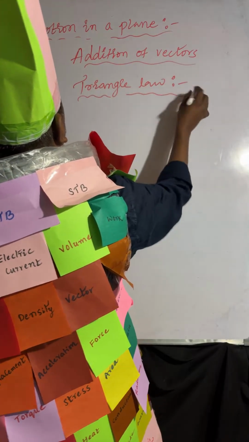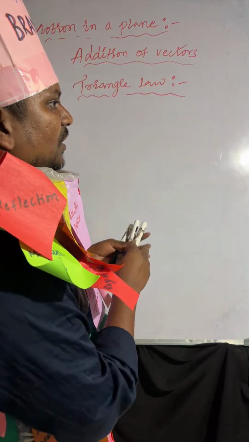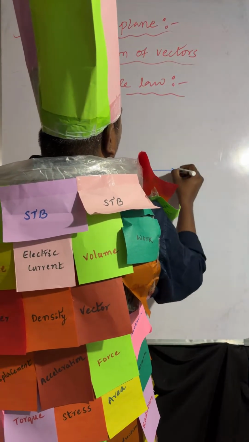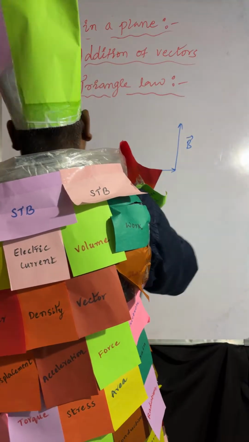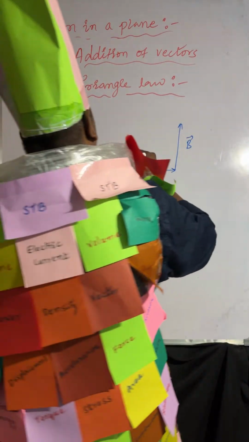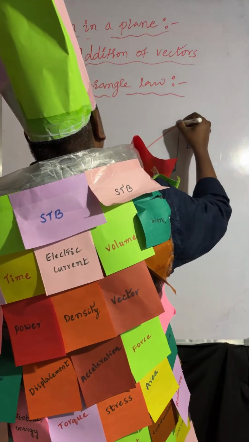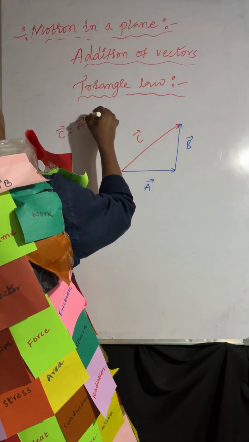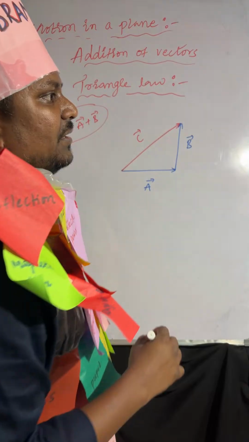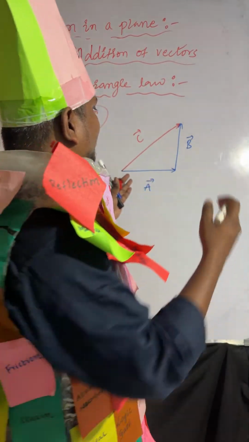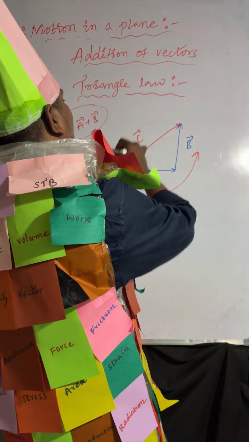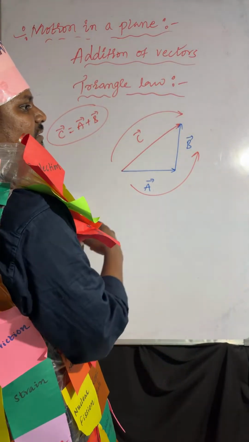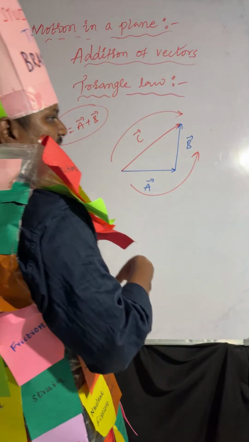So in the triangle law of vector addition, two vectors are acting along two sides of the triangle. A bar is acting like this and B bar is acting like this, and the resultant is acting opposite to these two vectors, that is C bar. So C bar equals A bar plus B bar. Understood or not? A bar and B bar are acting in the same direction, then C bar is acting opposite, the opposite of the remaining two vectors.